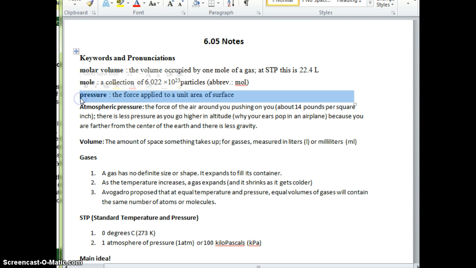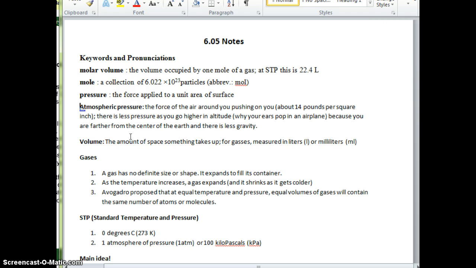Pressure is the force applied to a unit area of surface. I added atmospheric pressure. It's the force of the air around you pushing on you. It's about 14 pounds per square inch. That means there's about 14 pounds pushing on your eyeballs right now.